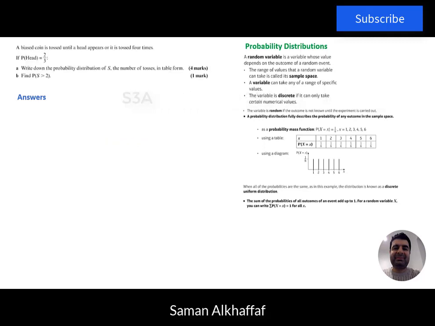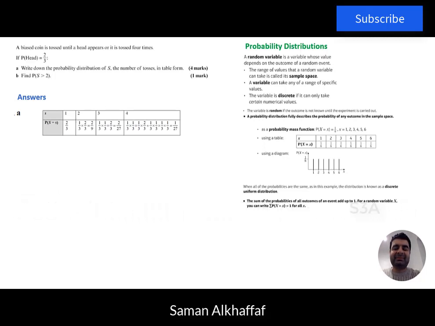In this example, a biased coin is tossed until a head appears, or it is tossed 4 times. If the probability of a head is equal to 2 over 3, write down the probability distribution of S, the number of tosses, in table form. In this scenario, we can create a table, and we're looking at 4 tosses. So we have the first toss, the second, third, and fourth. For the first one, we are told it will be 2/3.